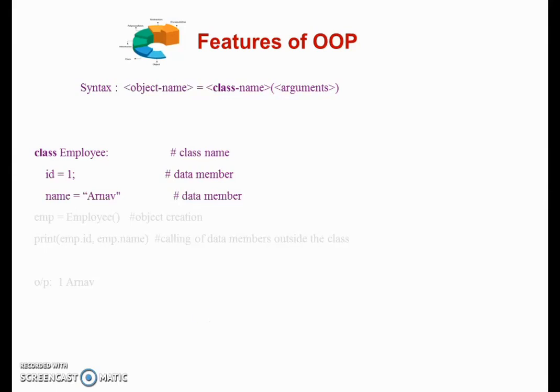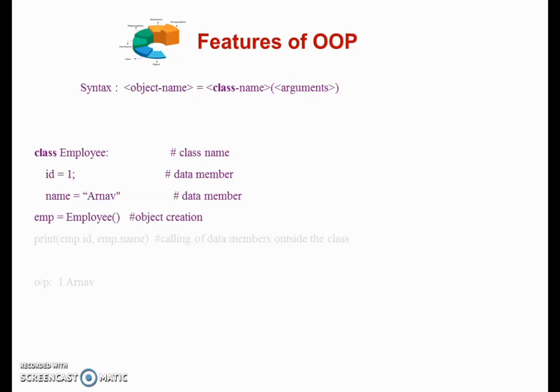Again, I defined two data members, id and name, which contain the values id as 1 and name as Arnav. Then I created one object by using the syntax: name of the object is equal to name of the class, and then I am passing two parentheses, that is the class call. So emp is equal to Employee, opening and closing parenthesis.